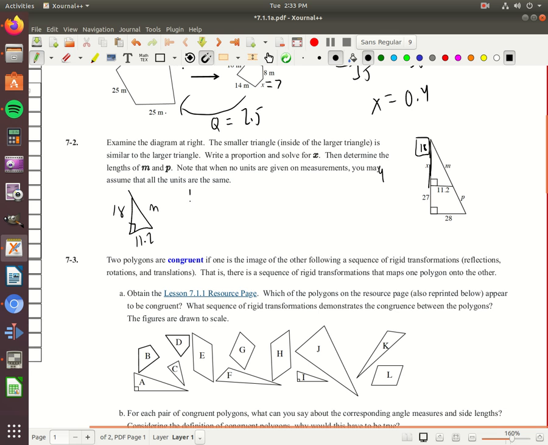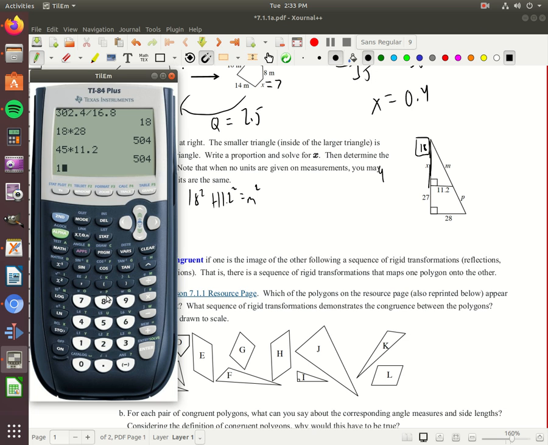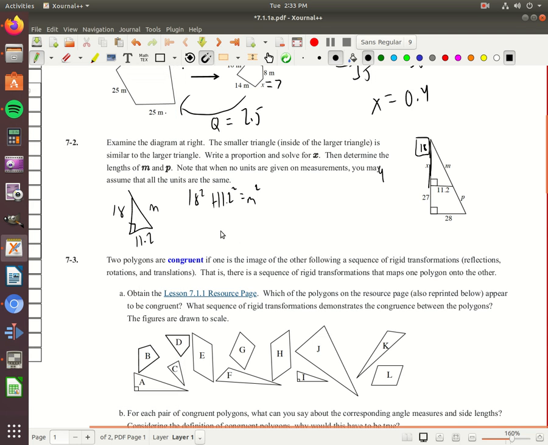So we're going to say 18 squared plus 11.2 squared is equal to M squared. Again, just using that right triangle there. So grab my calculator, 18 squared, and I will add that to 11.2 squared. And then I'll take the square root of that. So you see, I just say square root of answer. And I get 21.2. So M equals 21.2.